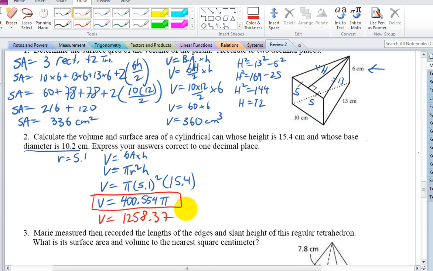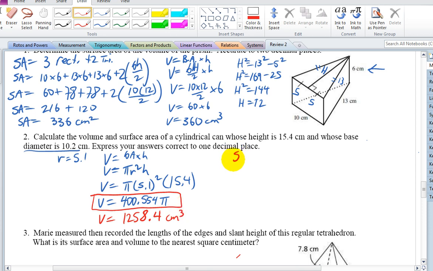They want one decimal place, so we'll round it to 4. And that's going to be centimeters cubed for volume. So you gotta be very careful with this question.